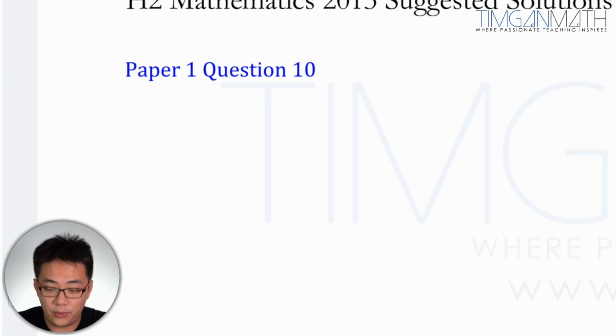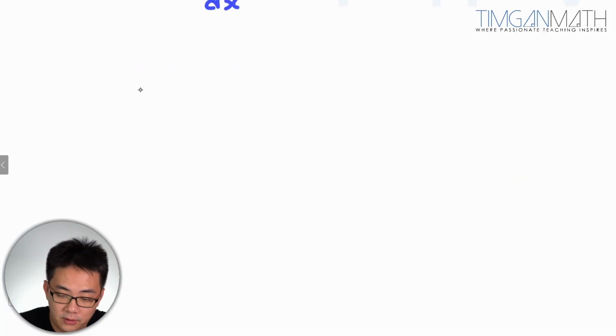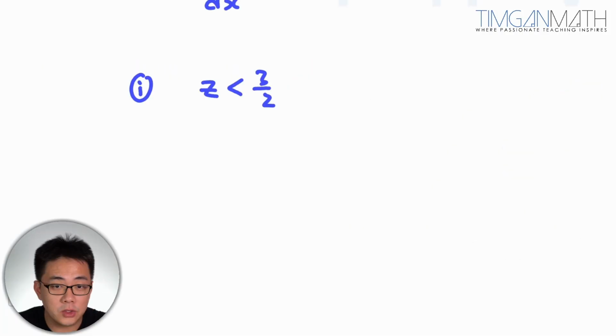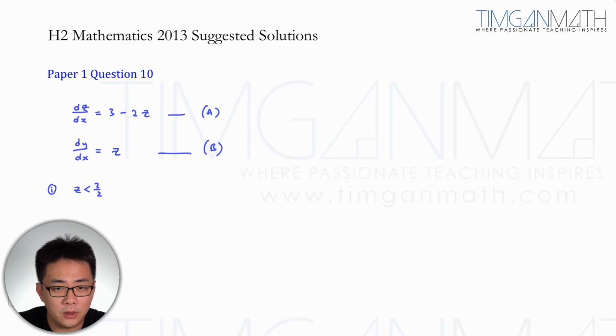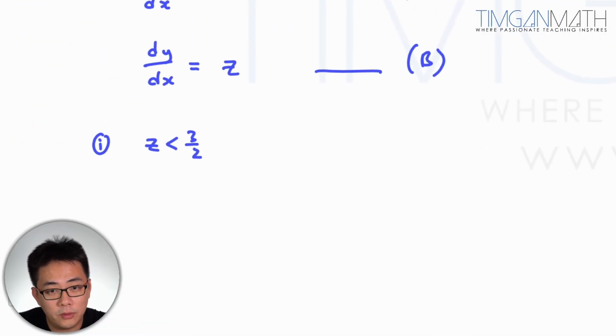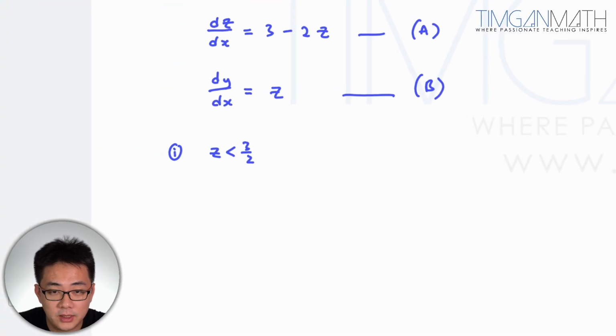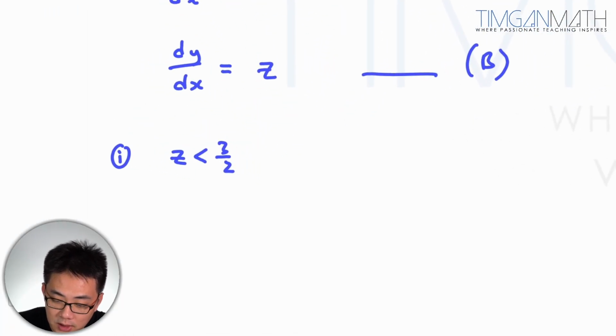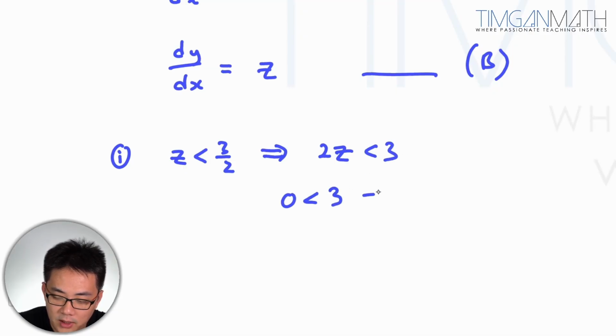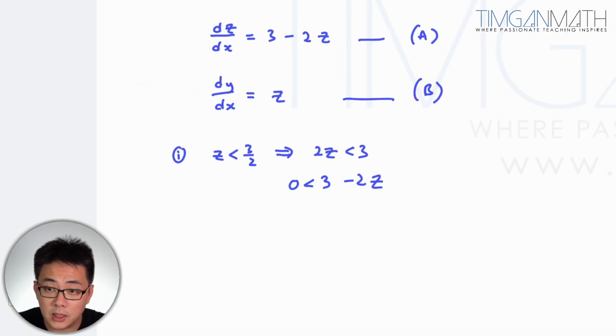After which you're told that dy/dx is given by z, and these are the two. First part: given that z is less than 3 over 2, solve the equation A to find z in terms of x. Okay, great. In this case, I'm just going to note that 3 minus 2z is bigger than 0. This is important later on.